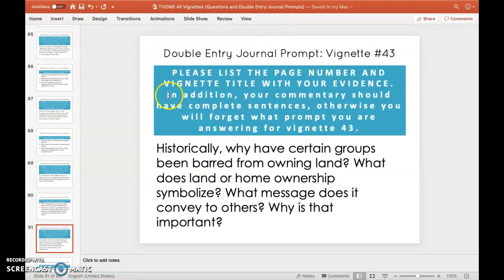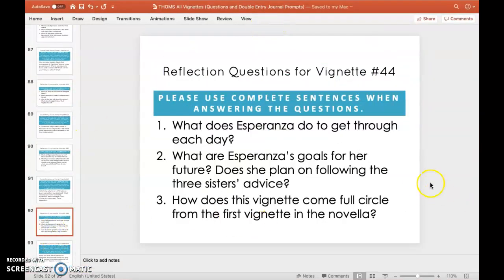So for our last vignette, here are your reflection questions. Numero uno, what does Esperanza do to get through each day? Dos, what are Esperanza's goals for her future? Does she plan on following the three sisters' advice? And how does this vignette come full circle from the first vignette in the novella? So how does this vignette kind of complete the story? How does it start us over again at the first vignette? Make sure you are using text evidence to support these answers.